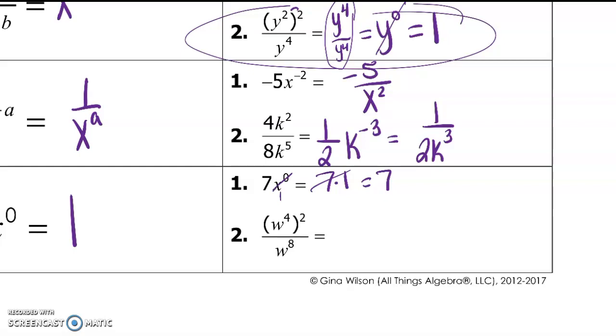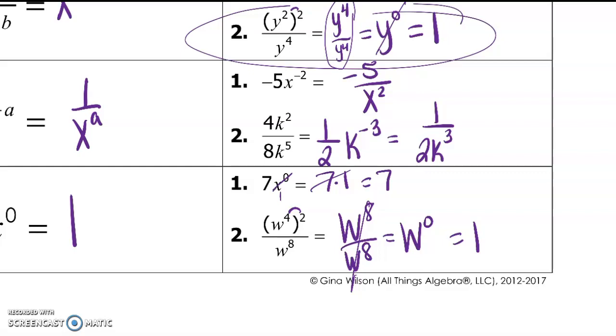Number 2 is just like the number 2 up above that I circled. First we do 4 times 2 and get w to the 8th over w to the 8th. So again, some of you are able to just realize, oh, those cancel out and we get 1. Otherwise, if you subtract, you get w to the 0. Anything to the 0 power, you need to change to 1. The common mistake is people think there's a w left. There is not a w left because the w to the 8th and w to the 8th cancel out.